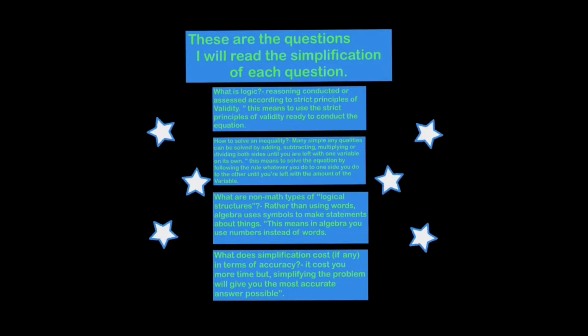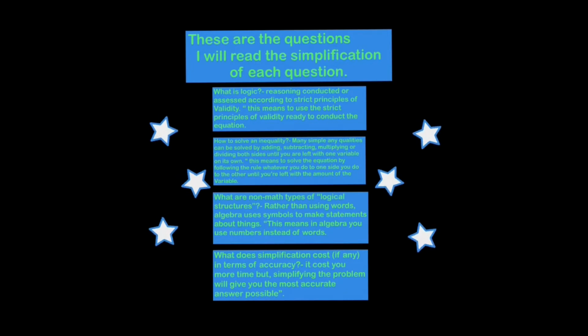I will read the simplification of each question and its answer. What is logic? Logic is reasoning conducted or assessed according to strict principles of validity. How to solve an inequality? Many simple inequalities can be solved by adding, subtracting, multiplying, or dividing both sides until you're left with one variable on its own. What are non-math types of logical structures?